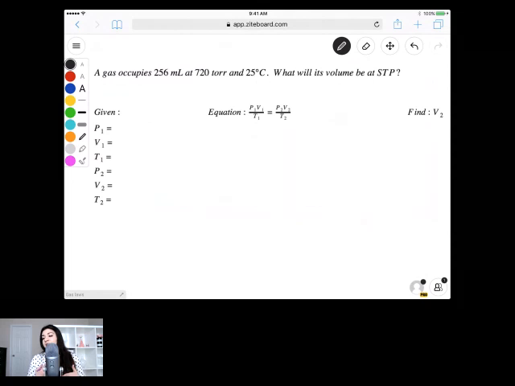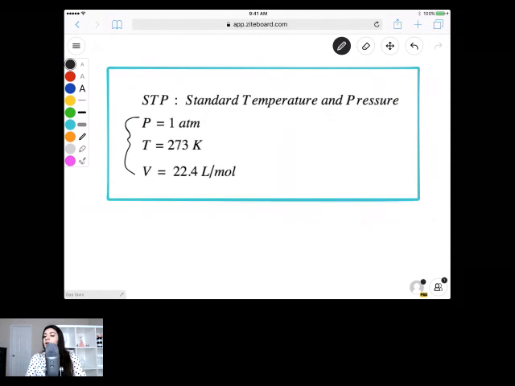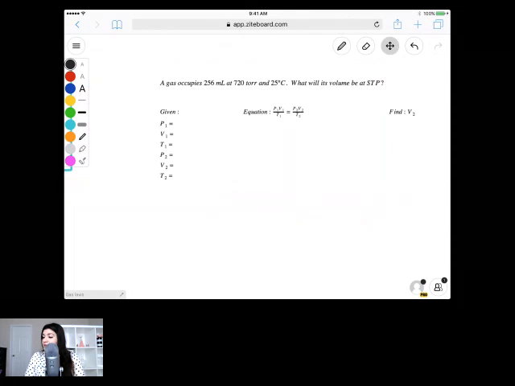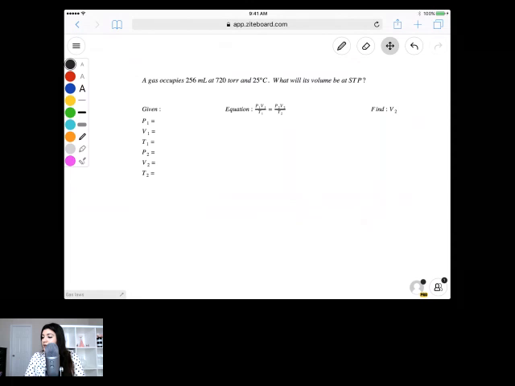In our case, we're going to see a question that says a gas occupies 256 milliliters at 720 torr and 25 degrees Celsius. What will its volume be at STP? STP, as we just saw, gave us pressure, temperature, and volume. In this type of question, and most of these questions, STP will act as our initial amounts, really. So we would have P1 and T1, not V1, because we're actually given that. So it will be at STP.